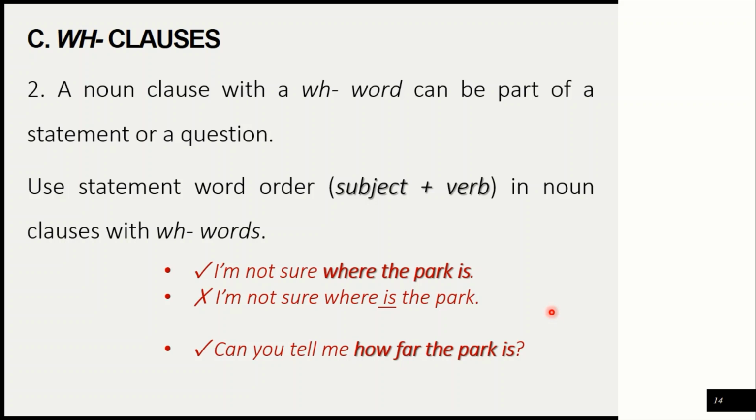Check this example. Can you tell me how far the park is? You have the WH word, right? Subject, verb. And in this case, incorrect. Why? Because here you have WH word, right? Verb, subject. So be careful about these ones. Whenever we ask you to change either an if or whether clause or a WH clause, you need to rewrite them using statement word order, subject verb, right?